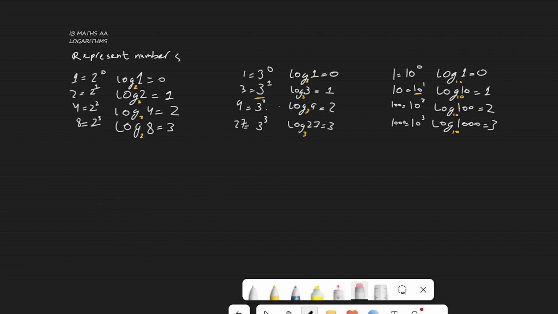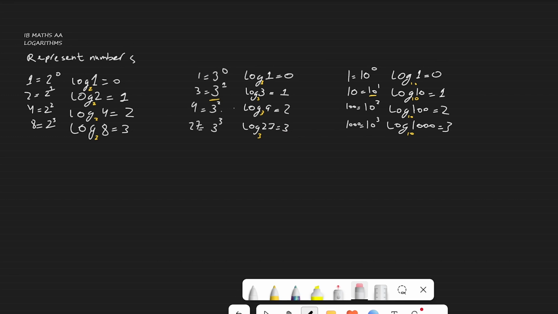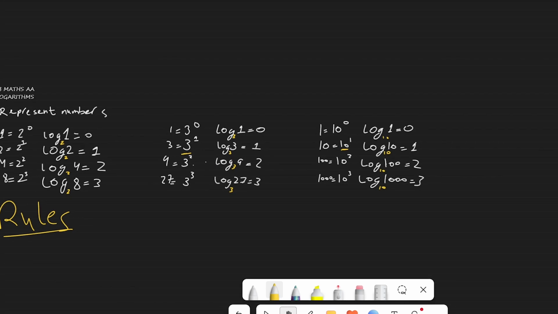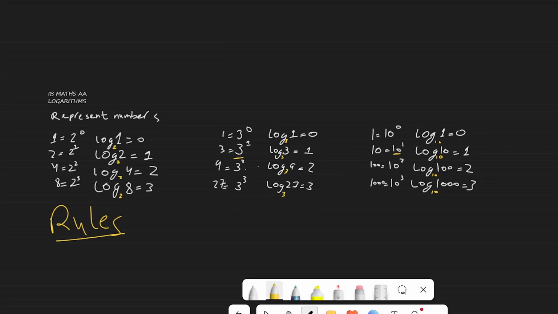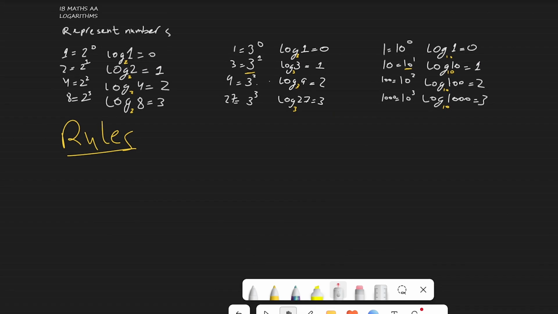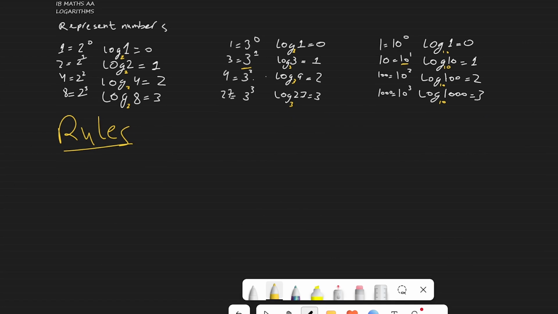The first observation we can see is that log of 1 to the base 2, log of 1 to the base 3, and log of 1 to the base 10 are all equal to 0, which means that rule number 1 can be written as: log of 1 to the base of any number m would always be equal to 0.